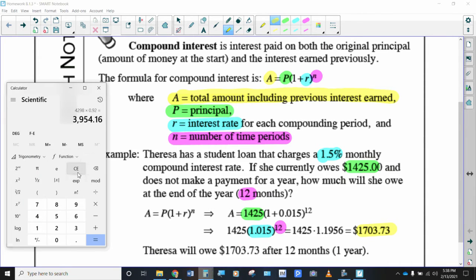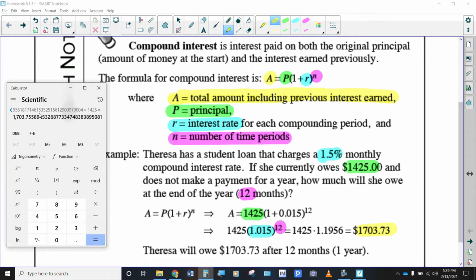So let's go ahead and do the scientific calculator where we take 1.015 and we raise it to the 12th power. That's going to be your multiplier, which has been rounded off, and then keep this in your calculator and multiply that times your principal, 1425, and you get $1,703, and I think 76 cents is what mine rounded to. This must have been a round down. That's why the dollar amount is a little bit lower.